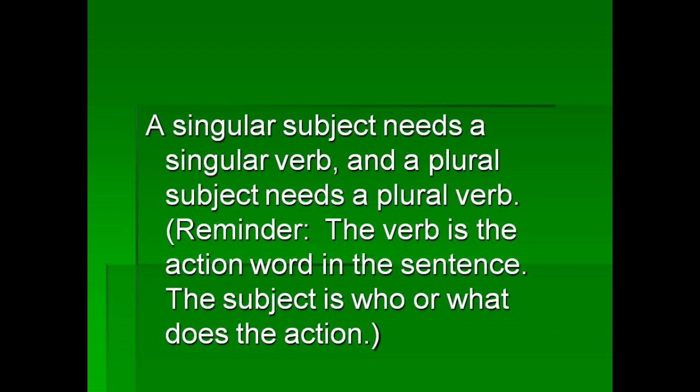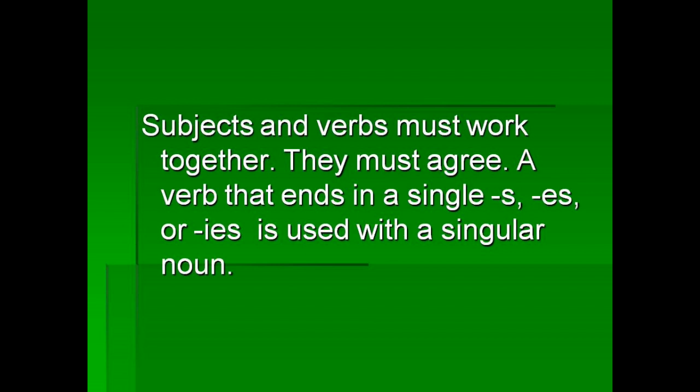Abdul walked to school. So the action here is walking. So the question here is who walked to the school? So it is Abdul. That means that if you want to identify the subject in a sentence, you ask yourself who or what did the action. So the subjects and verbs must work together. They must agree. A subject and a verb in a sentence must agree.